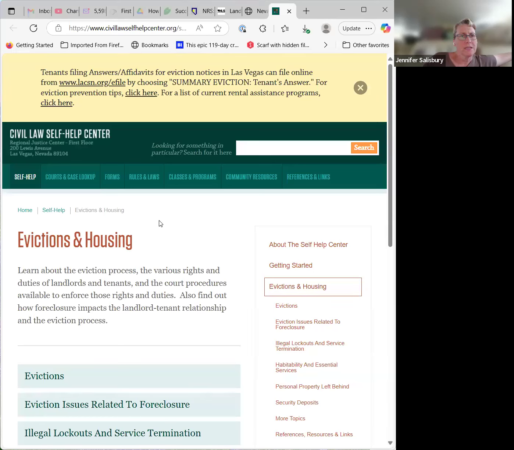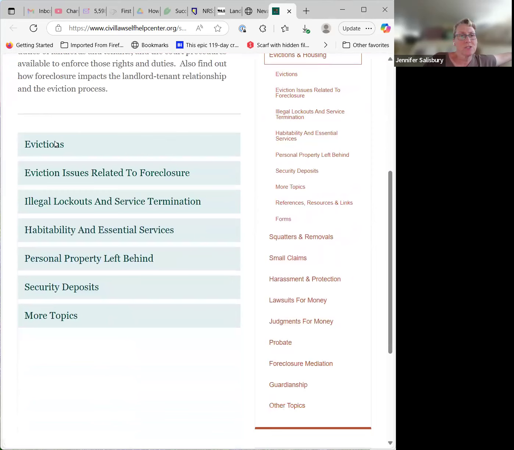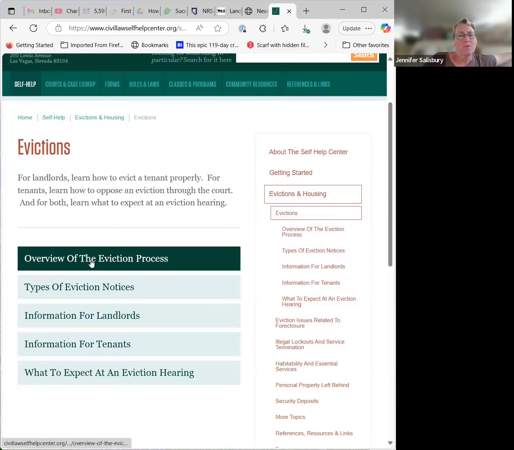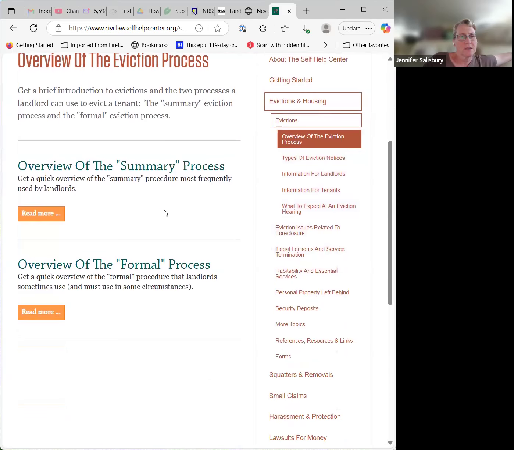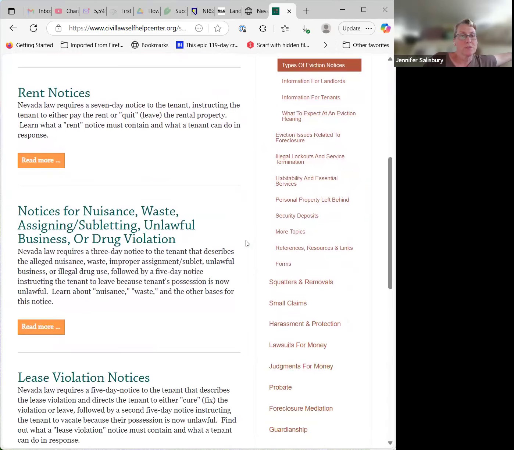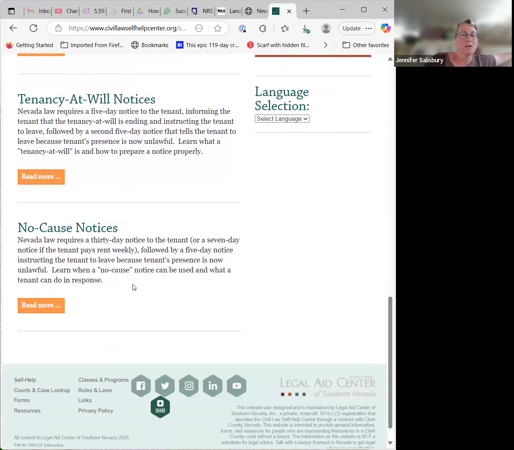civillawsselfhelpcenter.org. This is the Regional Justice Center for Las Vegas, Nevada. And this is basically small claims. And so it talks about evictions and housing. Let's just go through each one of these. I have a feeling we've gone through some of this. Overview of the eviction process. There's summary, and then there's formal types of eviction notices: rents, notice for nuisance waste, assigning, subletting, unlawful business, drug violation, lease violation, tenancy at will, no cause notices.